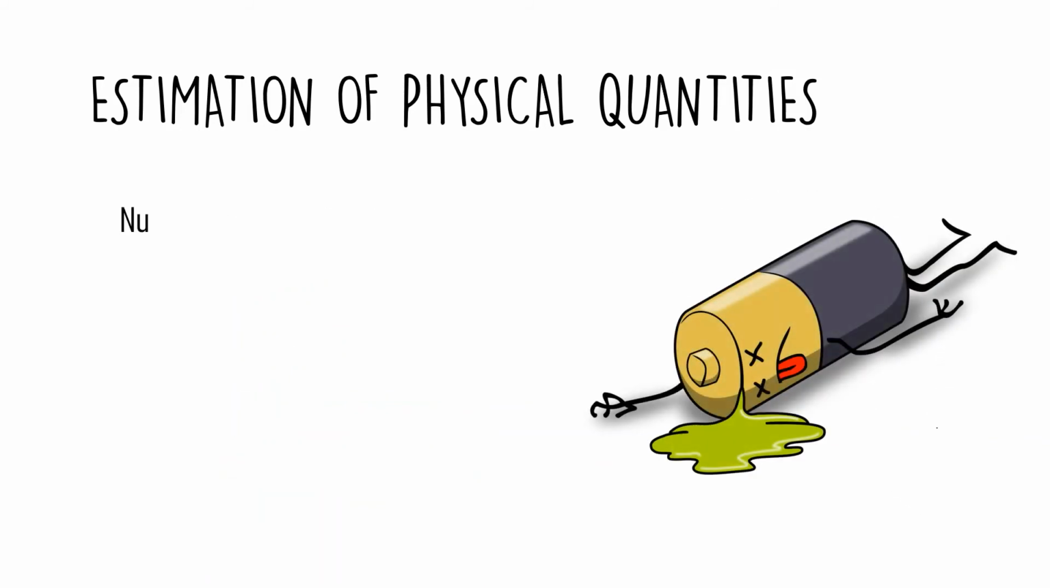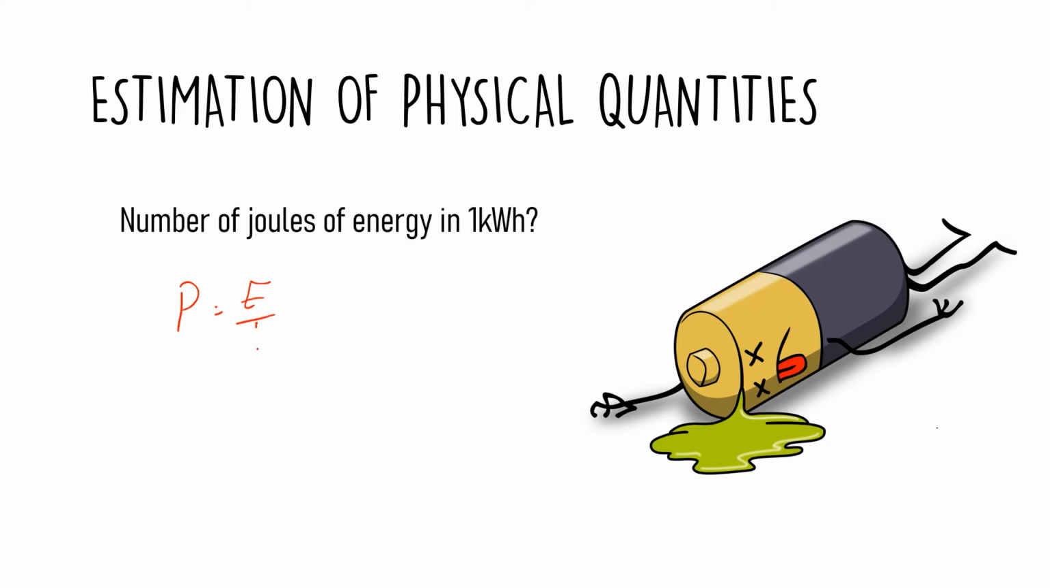The last question that we will do for estimation of physical quantities is, what is the number of joules of energy in 1 kilowatt hour? So I know that power is equal to energy over time. We want to find joules, the energy, so we will make energy the subject. We get power times time. Now power is given as 1 kilowatt.